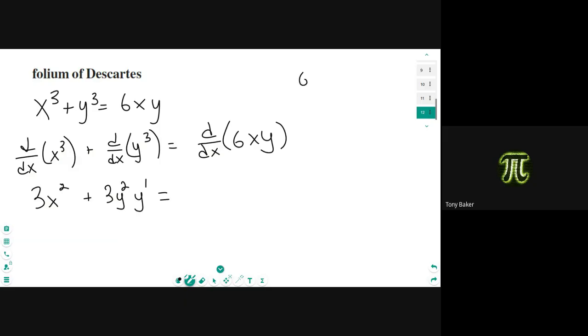So I have 6x in essence times y. I have to look at this as a product rule. So what's the derivative of 6x? And the derivative of y is just y prime. So I have 6y plus 6xy prime.